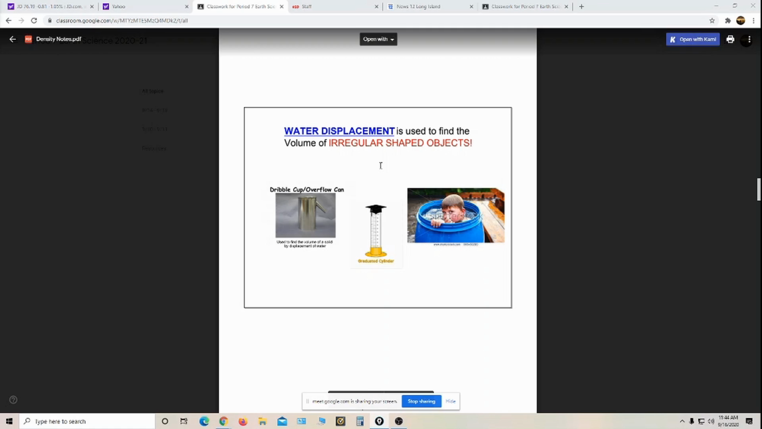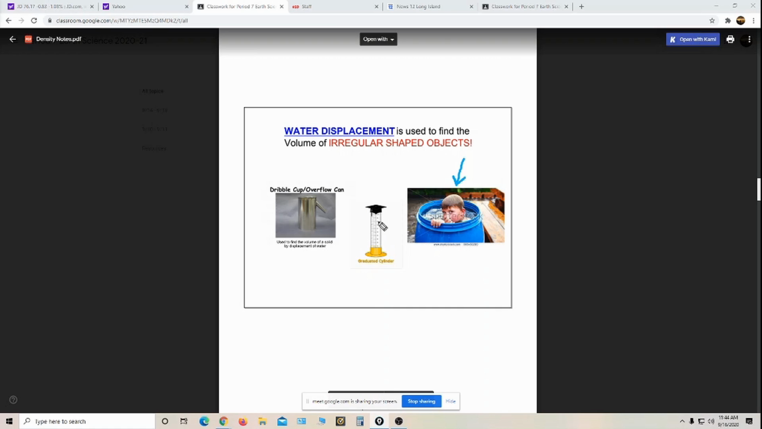Okay, now if you don't have a cube or a rectangle, you have to do water displacement. And water displacement, basically what you do is you put an object in. You put an object in, like this kid, into the barrel, and however much space this irregular shaped object takes up, the water level will rise. So we go over here.